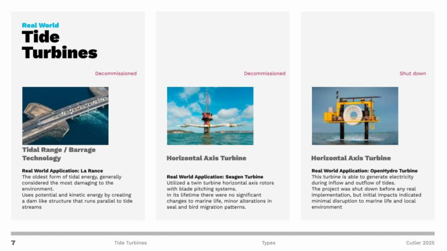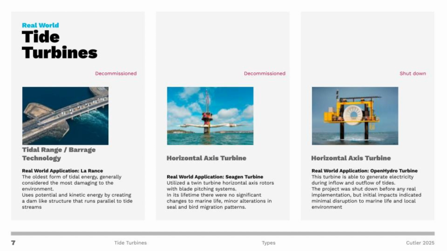It is currently decommissioned, but in its lifetime there were no significant changes to marine life, and there were minor alterations to seal and bird migration patterns. So this is a good example of how these turbines can have a low impact on marine life.